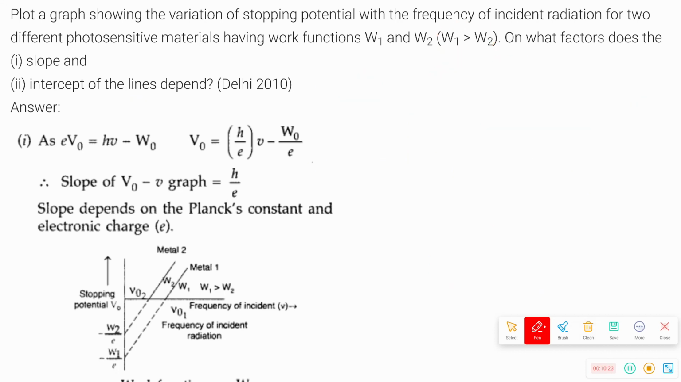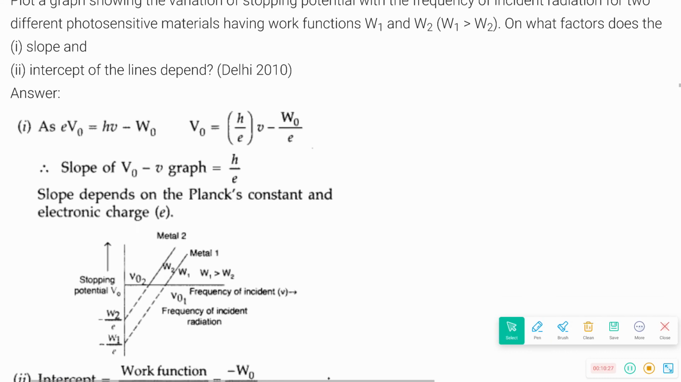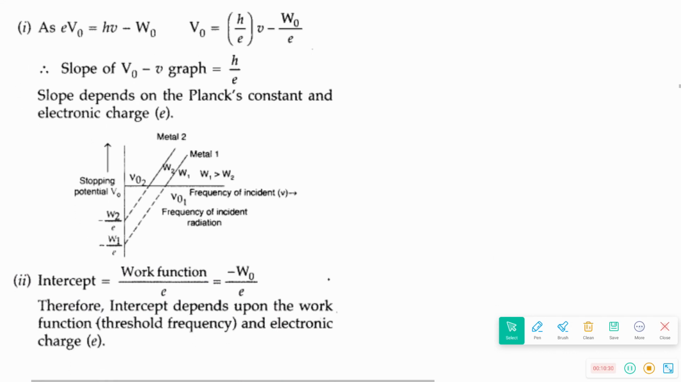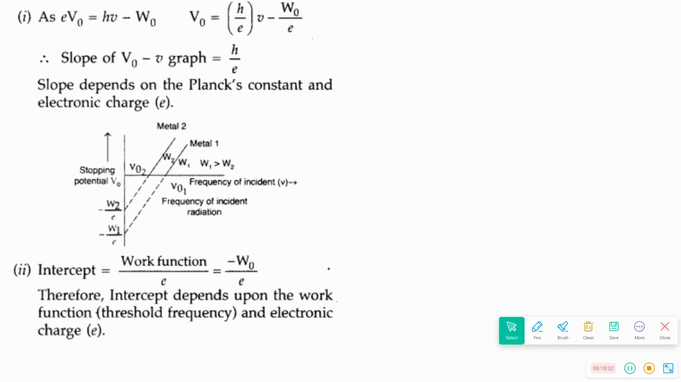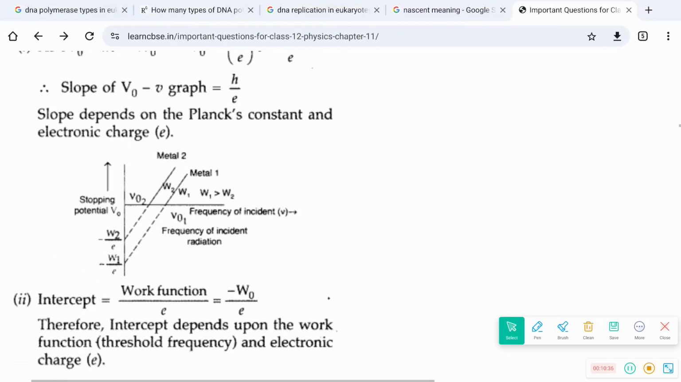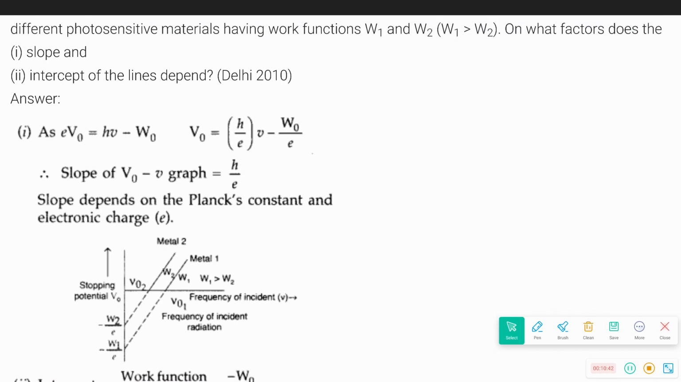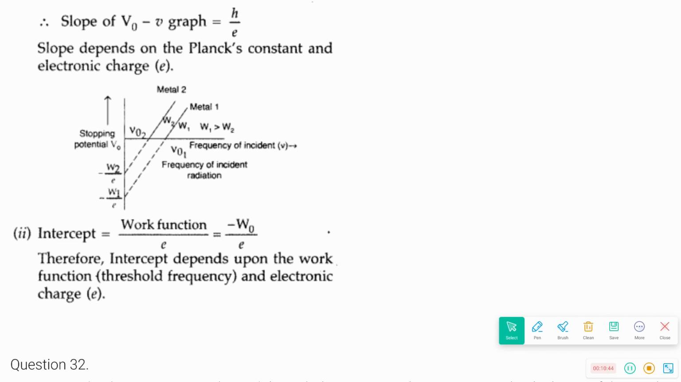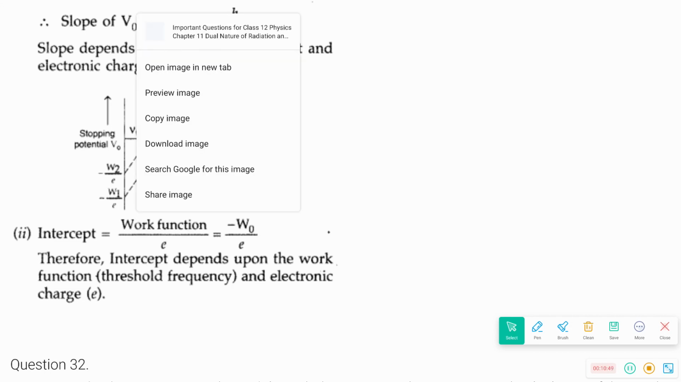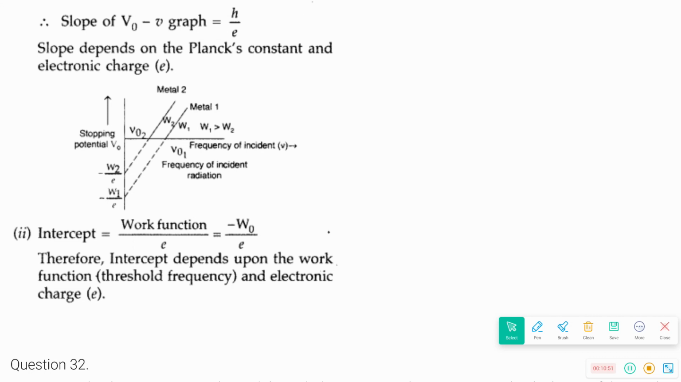Now come to the next question. Which one? The intercept of the line. This is the intercept of the line here, the y intercept. You know y equals mx plus c, right? Here y equals mx minus c, so it is a negative y intercept. So basically you can tell the intercept of the line depends on the work function, minus W naught by e.